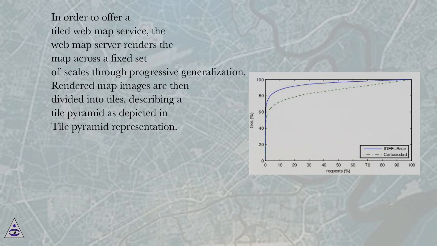In order to offer a tiled web map service, the web map server renders the map across a fixed set of scales through progressive generalization. Rendered map images are then divided into tiles, describing a tile pyramid as depicted in the tile pyramid representation.